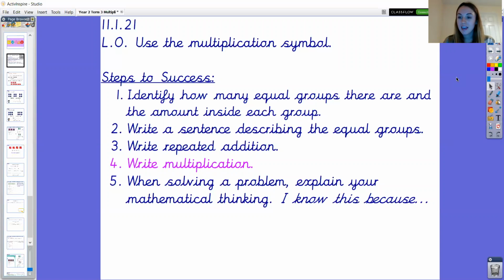And as you can see here, I've shared our new step of learning in purple because today we're going to be writing the multiplication as well. And of course, when solving a problem, please explain your mathematical thinking. So for example, starting with the sentence, I know this because. It's great to do this even when you aren't asked to.